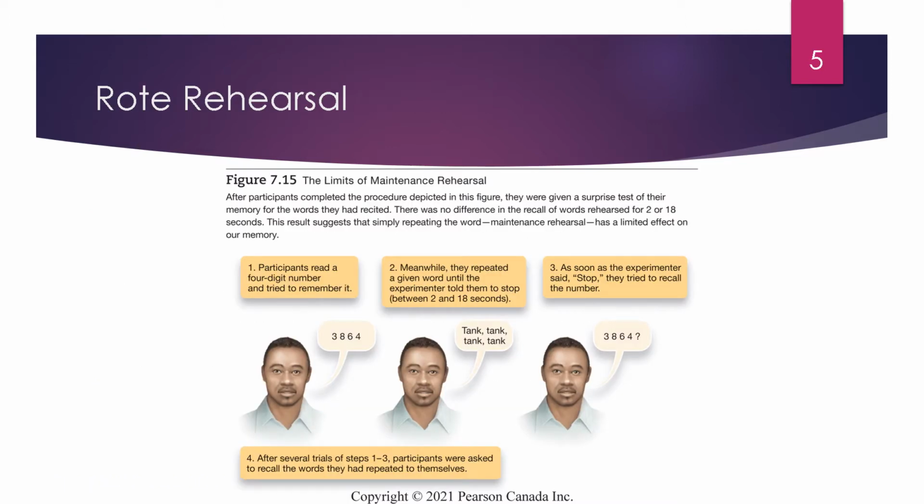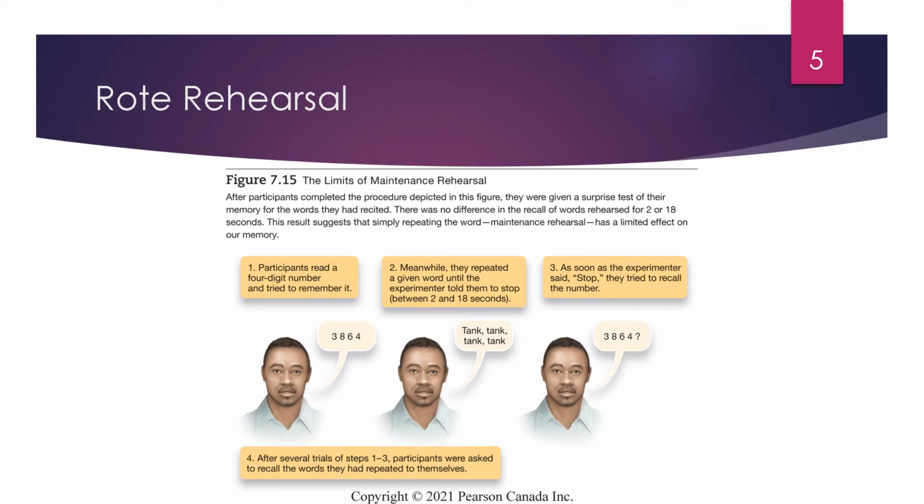So here are some examples that show the limit of maintenance rehearsal. If a participant is asked to read a 4-digit number and try to remember it, and then they're asked to repeat a word, so they have to say the word over and over and over again until the experimenter tells them to stop, and then they're asked to try to recall the number. So it looks like the main purpose is to try to remember the number, but really what experimenters were actually trying to test is whether or not repeating the word over and over again made you more likely to be able to recall that word. So the numbers were a little bit deceptive in this case.